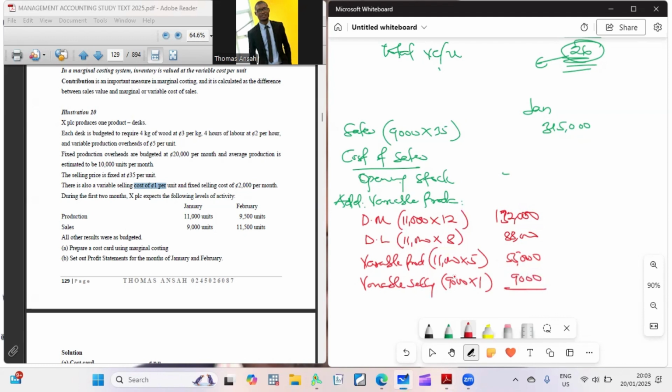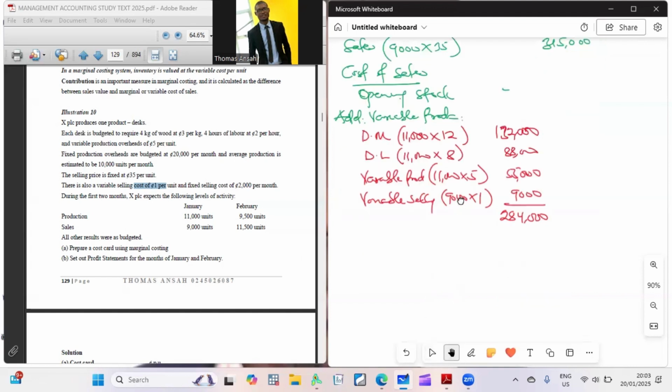So when we add everything, we need to add everything and less our closing stock. So here we have 132 plus 88 plus 55 plus 9. And that gives 284. So that is what it gives.